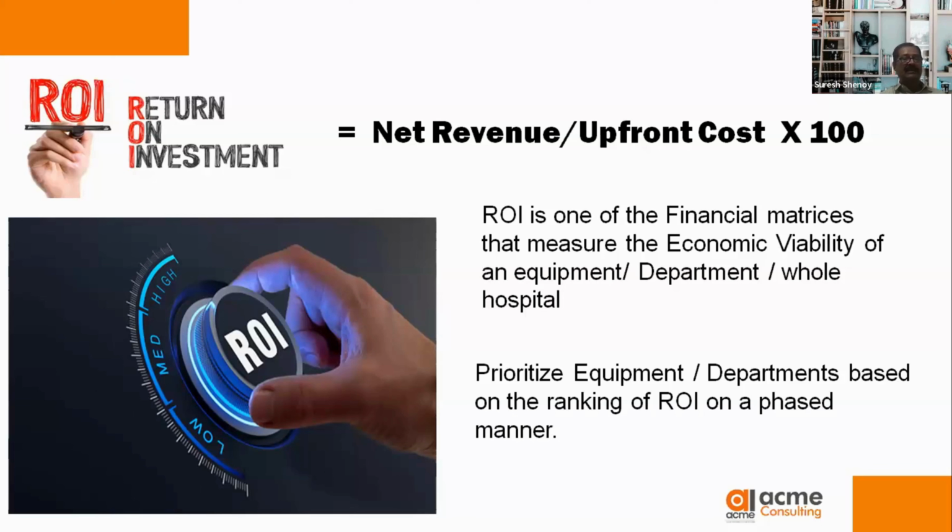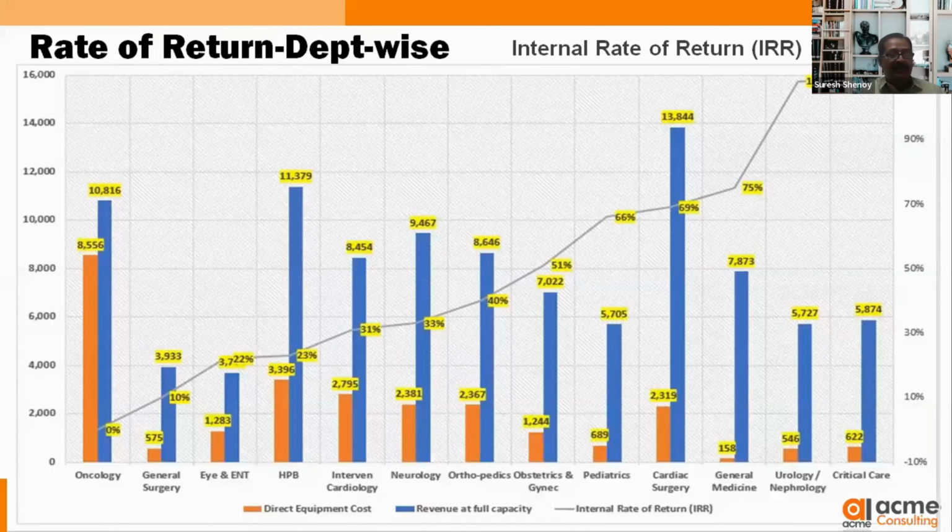So in this case, to improve the ROI, what you have to do is keep the upfront cost, that is the denominator, to the lowest level, so that you will get the maximum ROI. To achieve this, you have to go through all the equipments, each and every one, see the ROI, and then prioritize the equipments for the department based on the ranking of ROI in a phased manner. And this is a typical one which we have done for one of our clients.